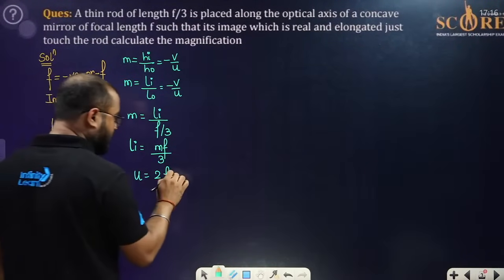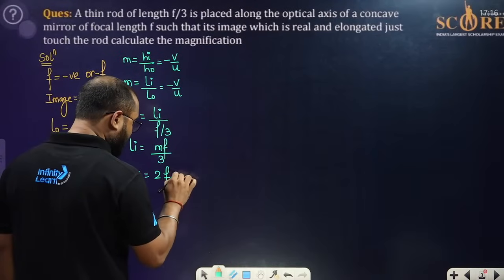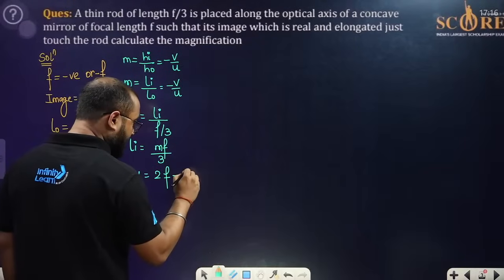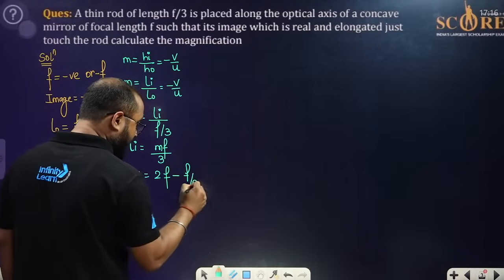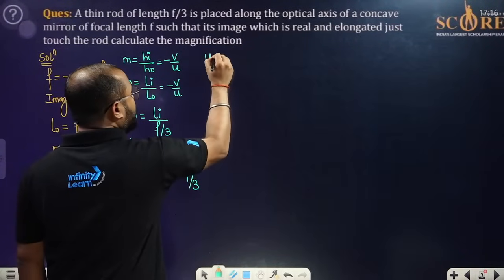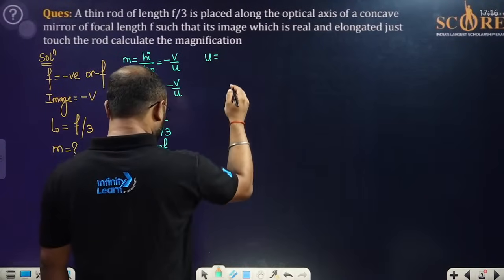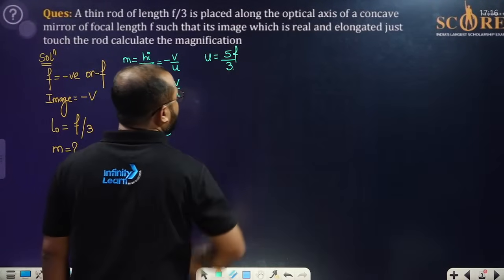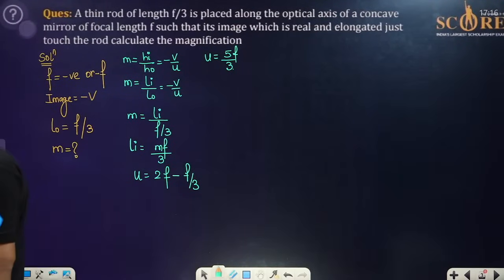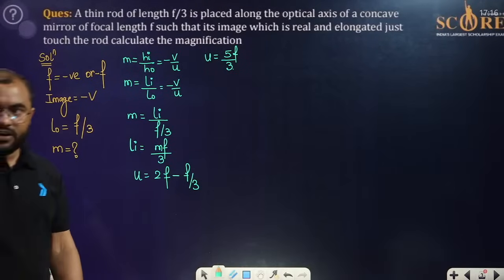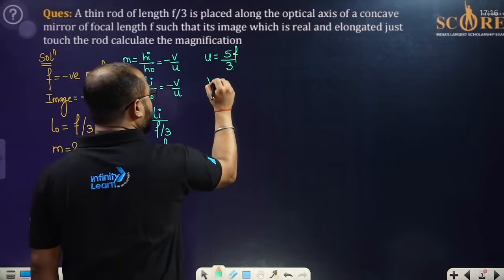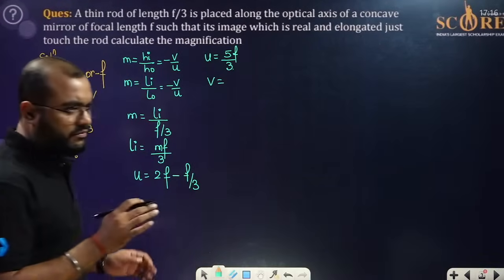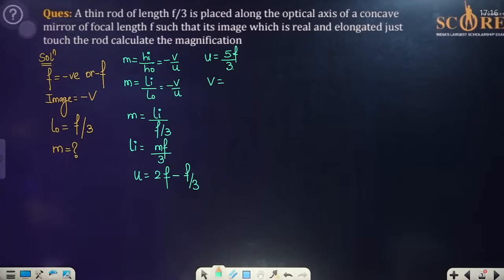The total image distance will be taken as negative, because u is negative always, taken as f by 3. If it is so, the value of u will be coming out to be, if you solve this, 5f by 3. Now, if we talk about the image distance, obviously image distance is going to be negative only, because it is a real image.